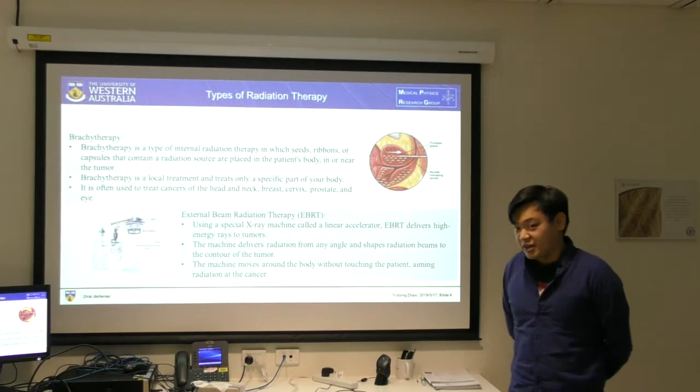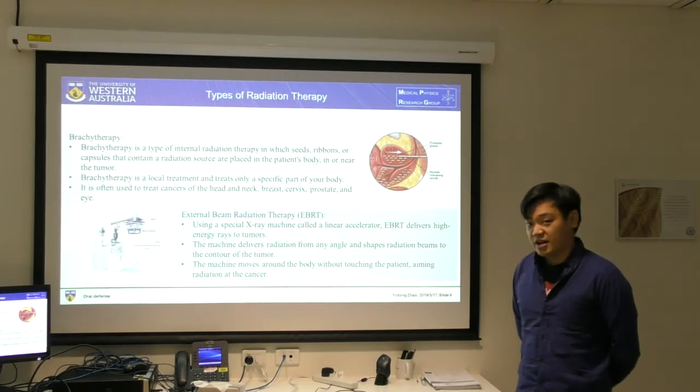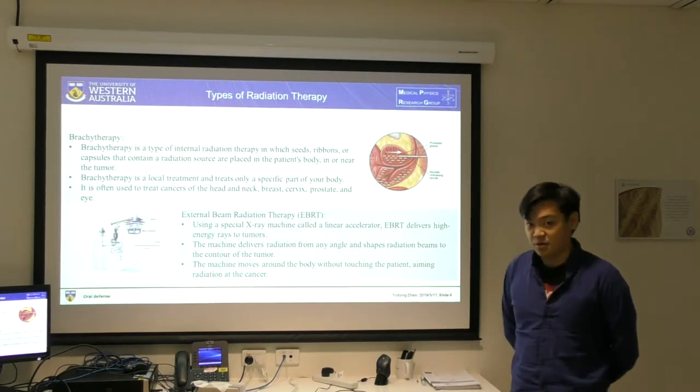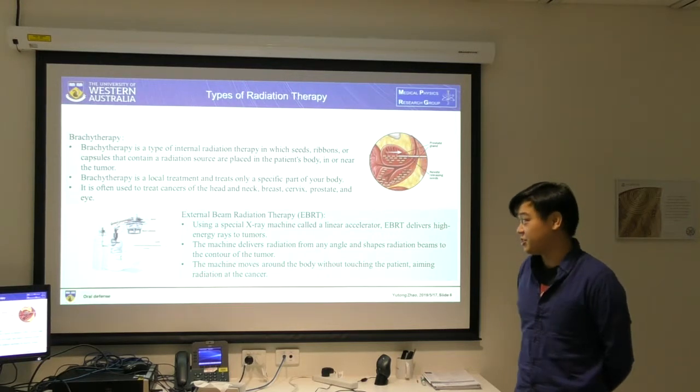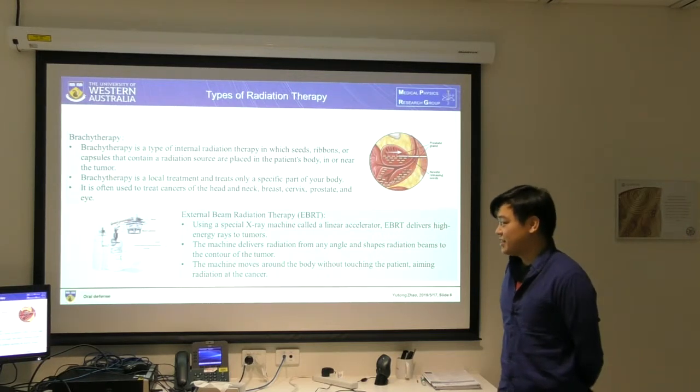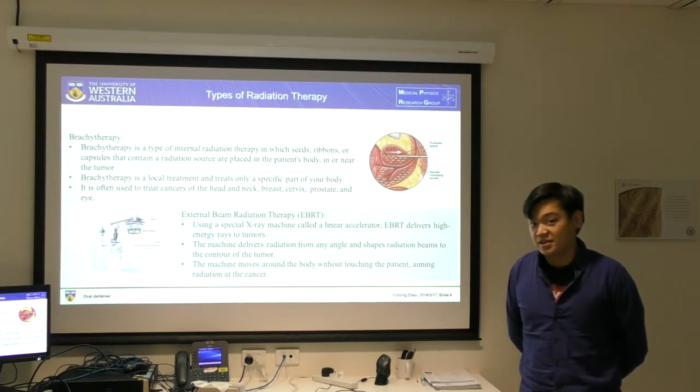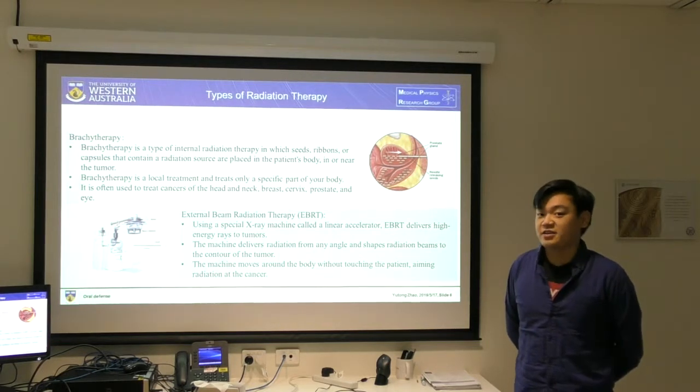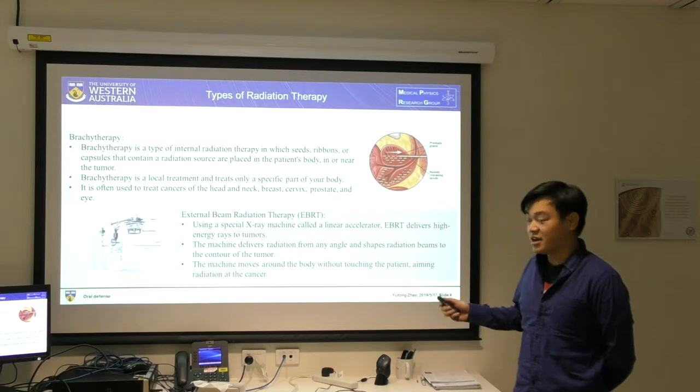The types of radiation therapy. Radiation therapy is divided into two types. The first one is brachytherapy, which is an internal radiation therapy. The second one is external beam radiation therapy, which is an external radiation therapy. And in this project, we're going to focus on external radiation therapy.